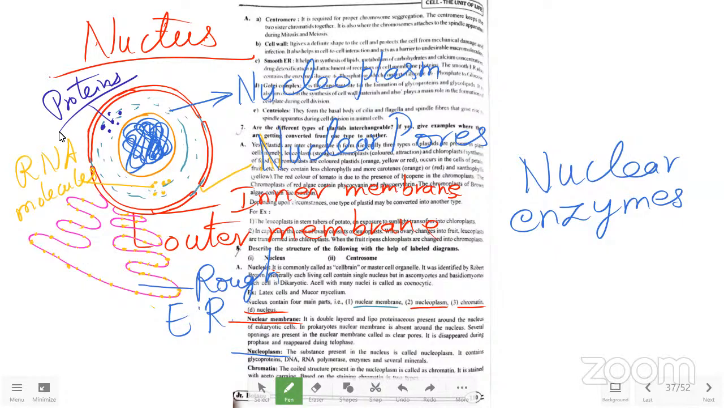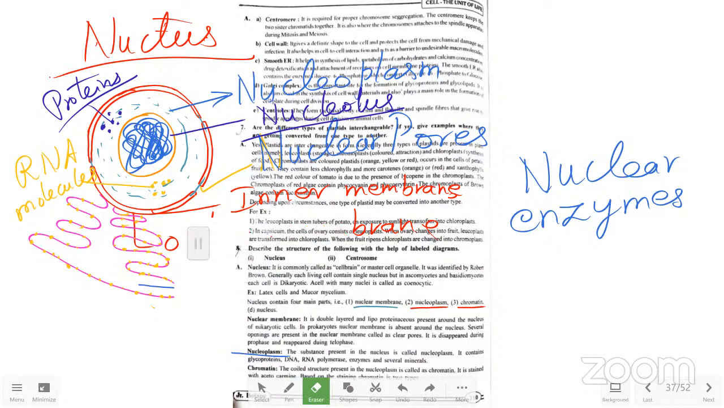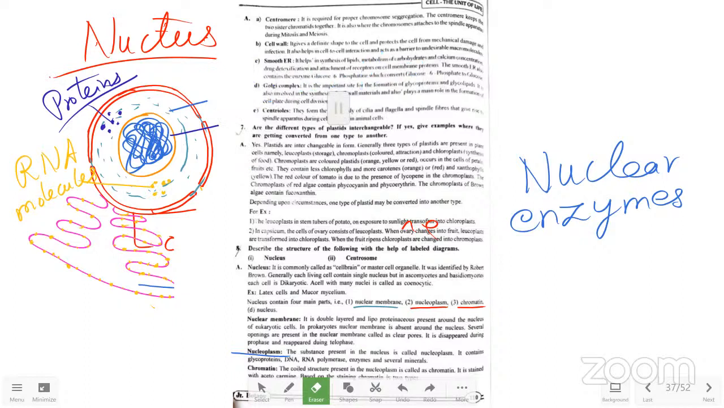The next one is the chromatin. Inside the nucleoplasm, a darkly stained structure is present, called the nucleolus. Inside the nucleolus, a thread-like structure will be present. That is nothing but the chromatin net. This one is the chromatin net.